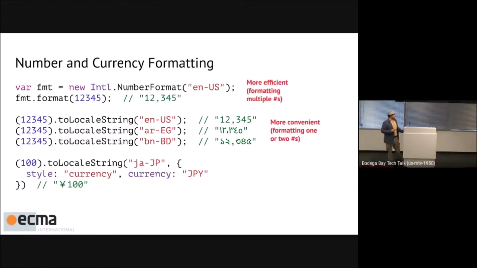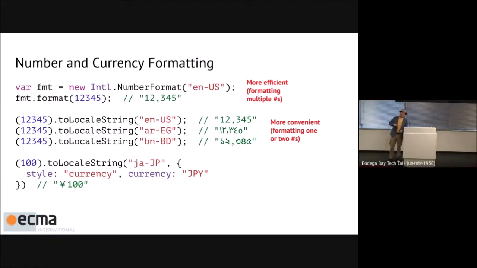One more thing, just to be clear, is that the stuff on top is more efficient if you're formatting multiple numbers, because every time that you call toLocaleString, the browser engine has to go all the way down the stack into CLDR data, look up the format, pull up the format, and then actually do the rendering for you. And that takes time.